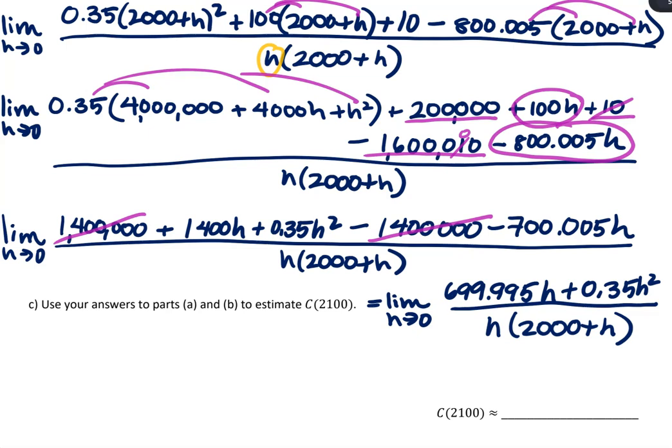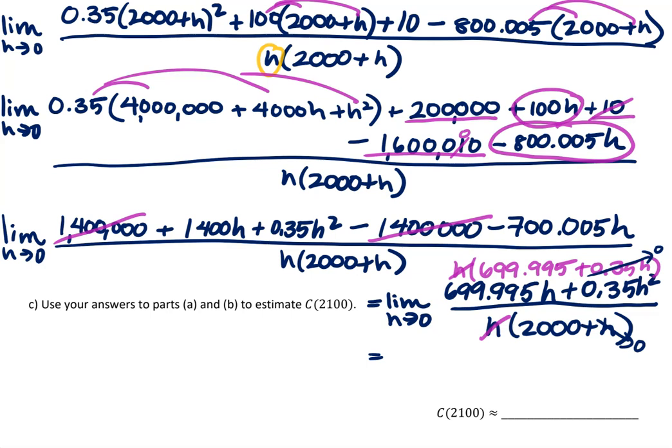And since I've scrunched myself for room a little bit, I'm going to go ahead and do this factoring right up above. So we need to factor an h out. And that leaves us with 699.995 plus 0.35h. And that allows us to cancel the h out. So finally, we're to the point where we can let h go to 0. And when that happens, let's see, I'll use that blue actually. This term goes away, the 0.35h, and this h doesn't really have any meaning on the bottom.